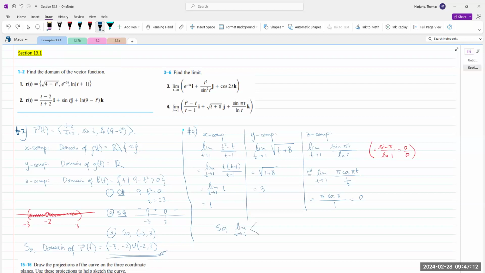Okay, so the limit as t goes to 1 of that vector function, let me write it in vector notation right away, of t squared minus t over t minus 1, and then square root of t plus 8, and then sine pi t over natural log of t, is equal to 1, 3, 0.